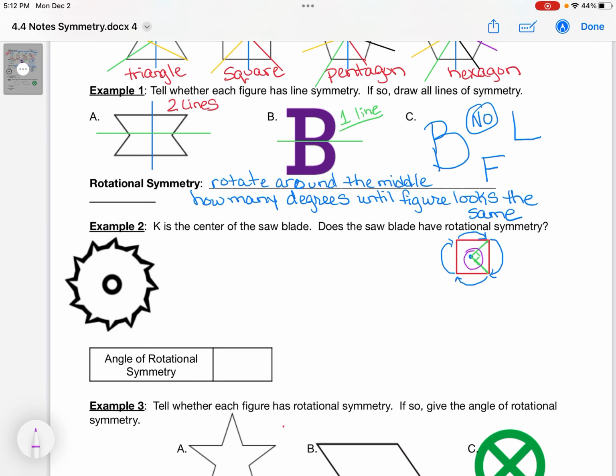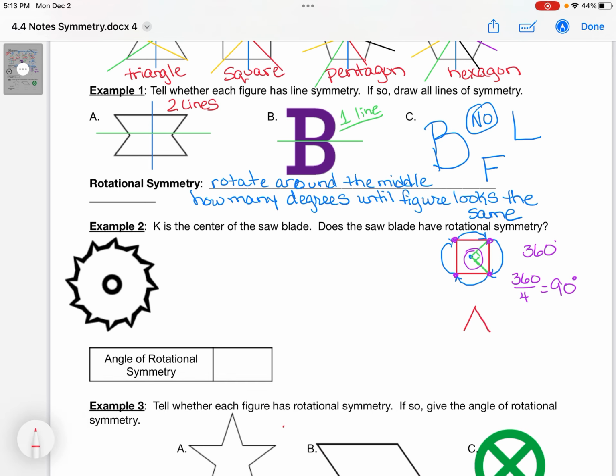Remember that all the way around is 360. So if I turn a shape all the way around until it's back where it started, that's 360, right? So basically I have 1, 2, 4 places that a corner could stop, and the shape would look exactly the same. So what I do is I do 360 divided by 4, and I get 90 degrees, and so the angle of rotational symmetry is 90 degrees.